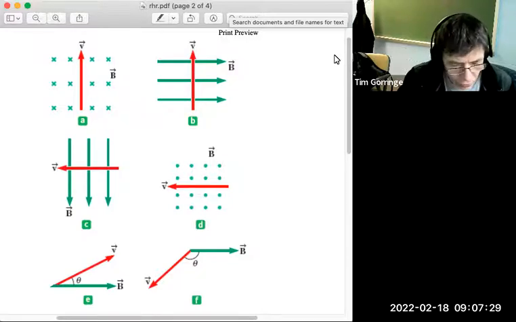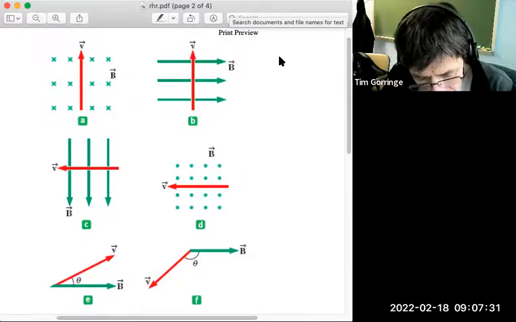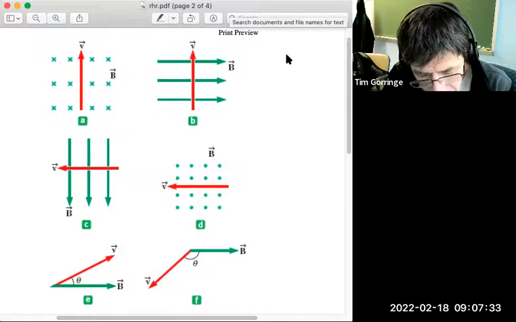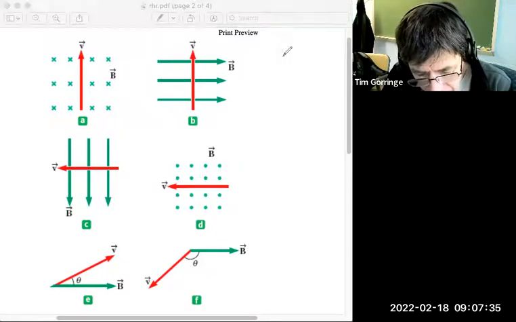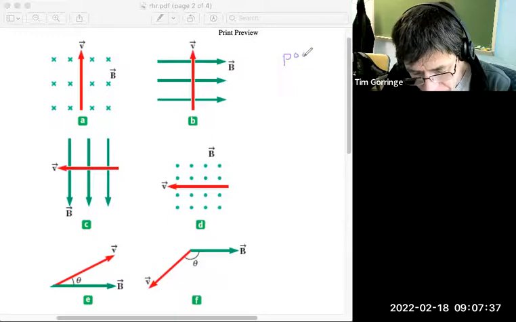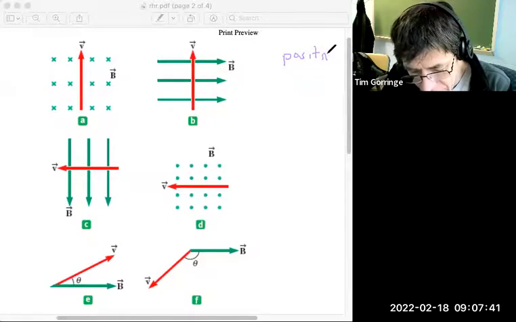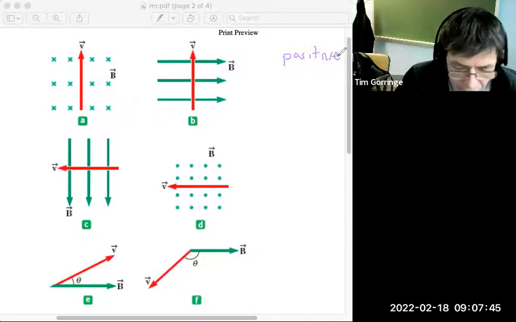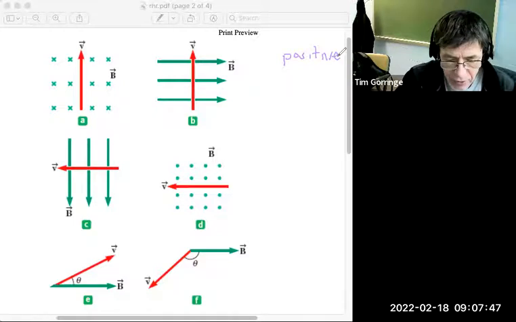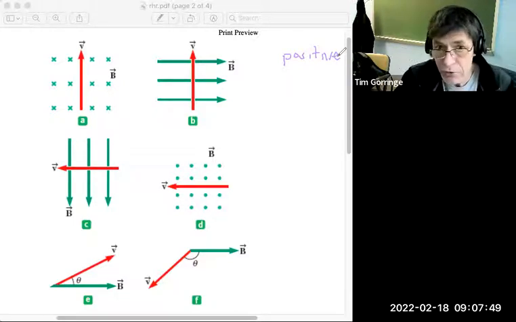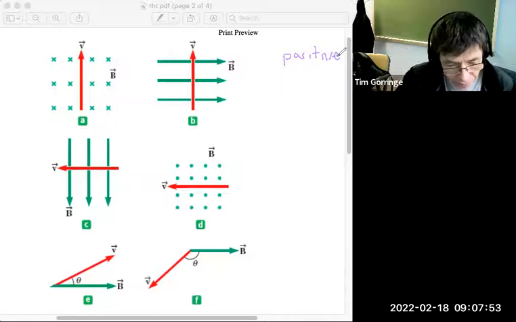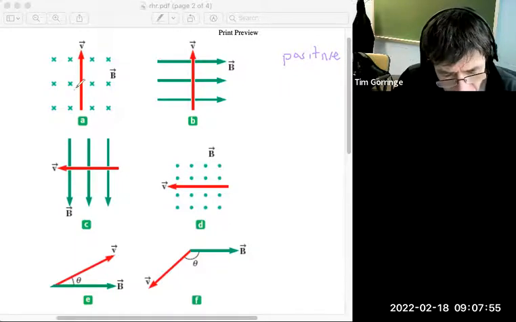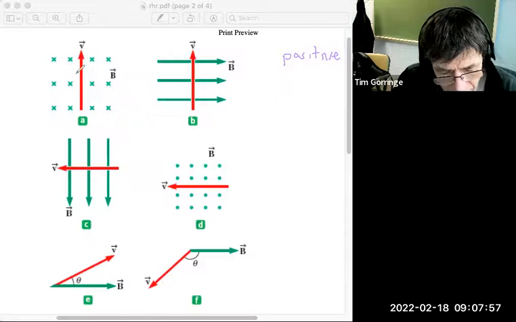I'm going to go through and do it once, assuming the moving charged particle is a positive particle. So I'm going to denote in this color here my answers for a positive particle. And then we'll do the same thing for a negative particle, and see what the differences are. Okay, so let's start with A.